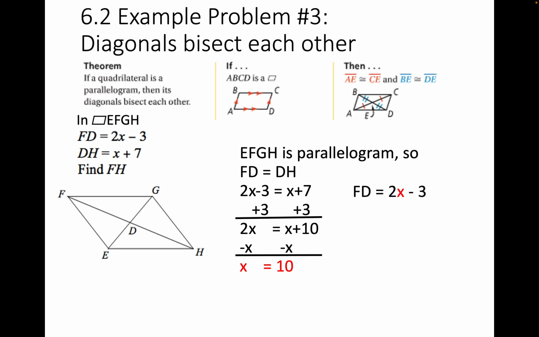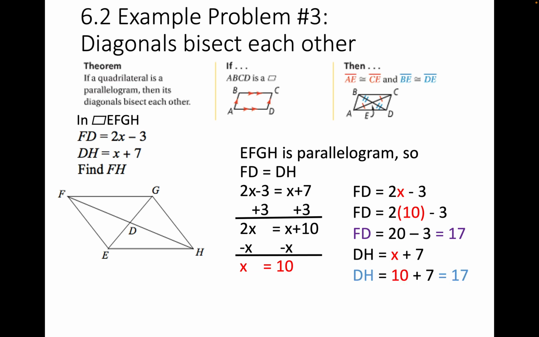So I can now try to find FD, which is 2x minus 3. That's 2 times 10 minus 3. That's 20 minus 3. That equals 17. And if I find DH, it better also be equal to 17. That's x plus 7. That's 10 plus 7. That's 17. So I know I did it correctly. I got two 17s. Now it's asking us to find FH, which is both of those 17s added together. So it must be 34. So I know that FH equals 34.